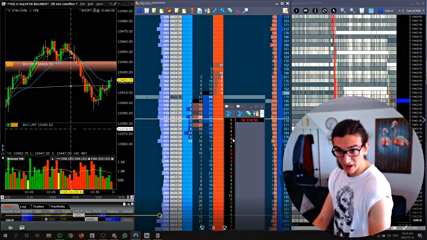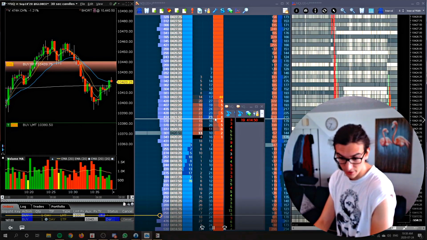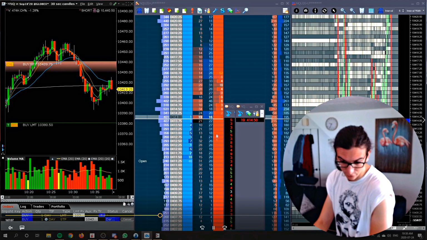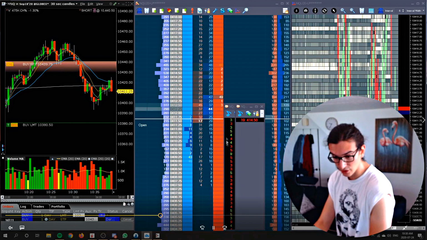If you're seeing 3, 5, and 8 lots, that's generally what's going to be there to move the price, because if you look at the depth here, you can see a lot of the depth is just like 3 to 7 lots per price. So if you're seeing a lot of those prints taking place, you're going to see downside bias.